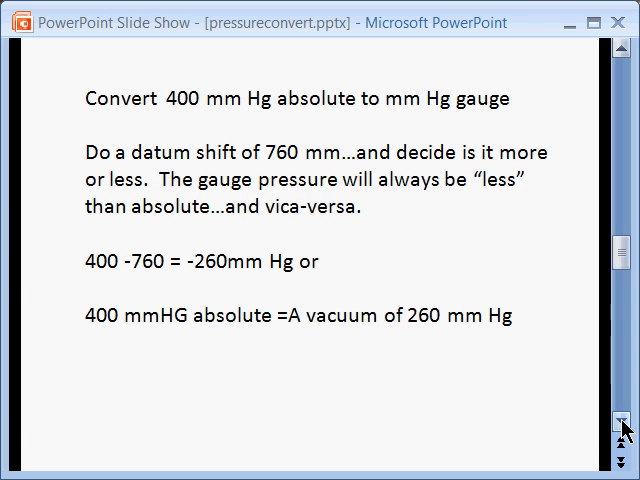Convert from 400 millimeters of mercury absolute to millimeters of mercury gauge. Well, first off, you start to recognize that that's a vacuum because it's less than 760 millimeters. So you do the datum shift, and you get minus 360 millimeters of mercury, or a vacuum of 360 millimeters of mercury. When you see the vacuum, once again, you tend to know that that is given in gauge pressure.